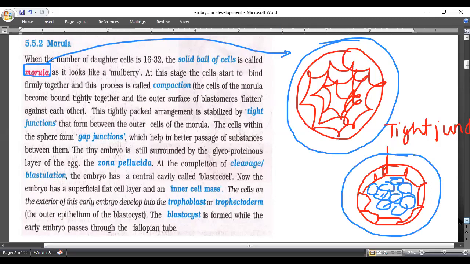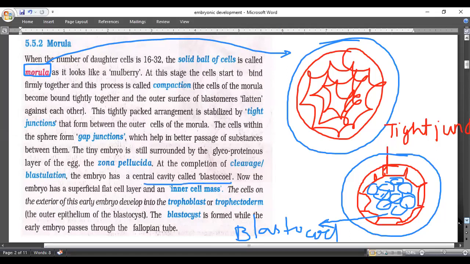At the completion of cleavage, or blastulation, the embryo has a central cavity, the blastocyst cavity. You can see only a very small amount of that cavity at first, but slowly it becomes more organized and expands. Now I can show you the blastocyst.